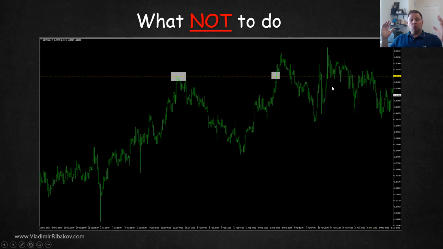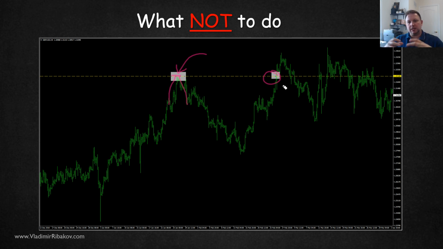So, what not to do? This is one of the most common mistakes traders do. They find a one-time shot, right? You see that? A one-time spike and retrace, and they say the next time it's there, I'm going to sell. This is a complete mistake. As we discussed before, a one-time appearance means nothing.